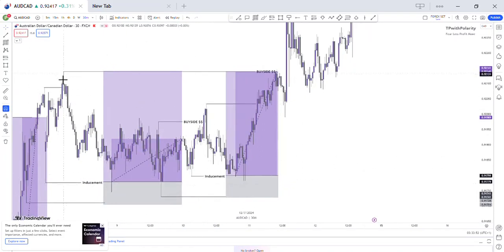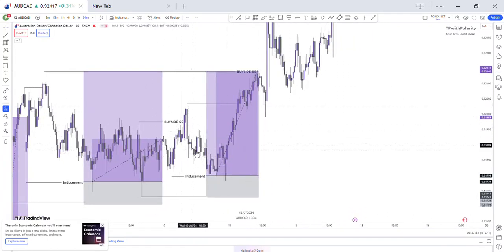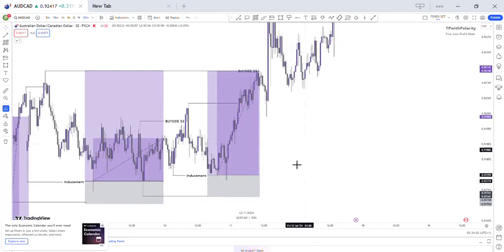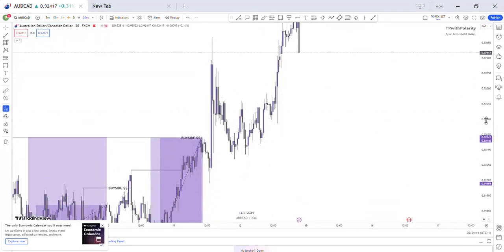All right, I want to be targeting the... it's still the same setup, but in this particular scenario I was adding an additional position. So this turns to my inducement, this turns to my protected low, and I'm taking a new entry to swing right to the buy side liquidity, and the cycle continues like that.